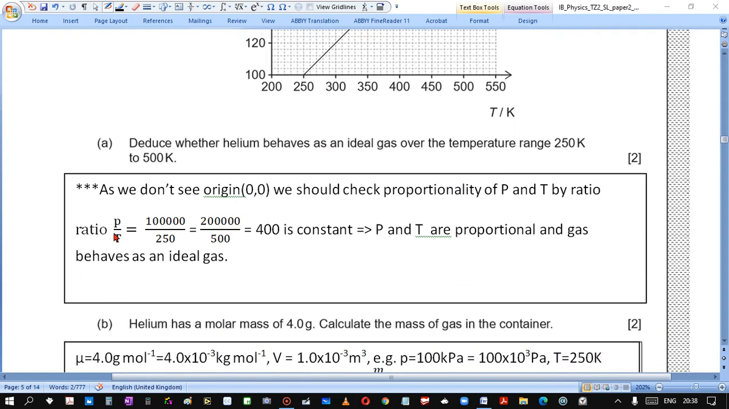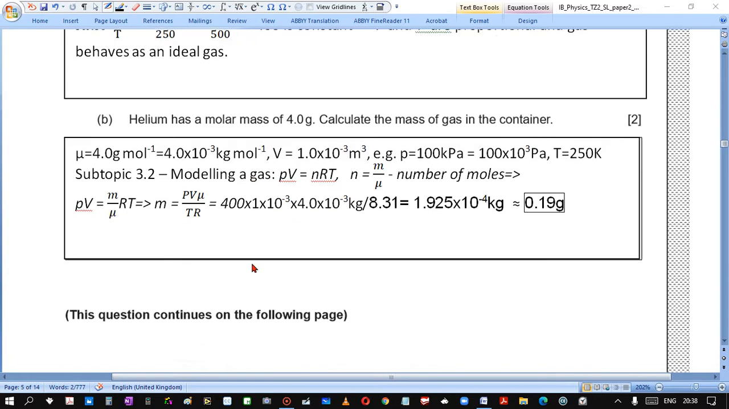So if we calculate the ratio, we see that it is 400 and it is constant. So pressure and temperature are proportional and the gas behaves as an ideal gas. Helium has a molar mass of so much. Calculate the mass of gas in the container.